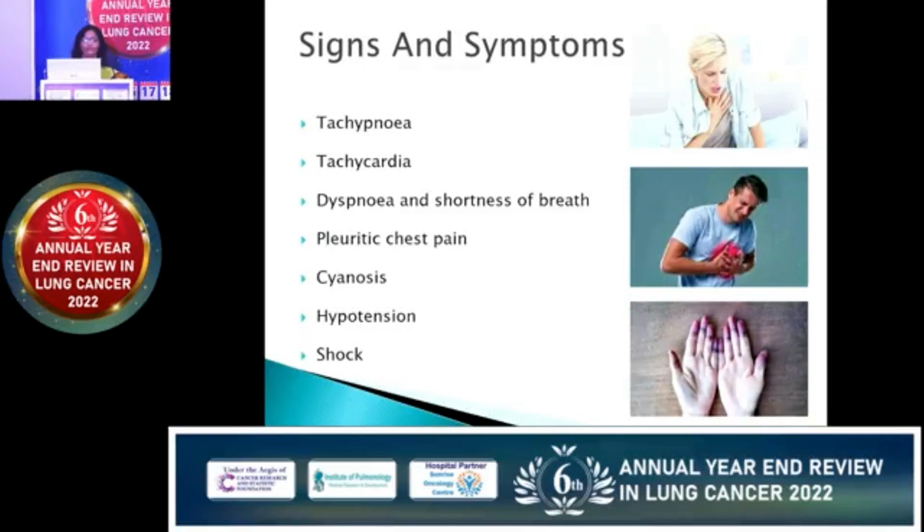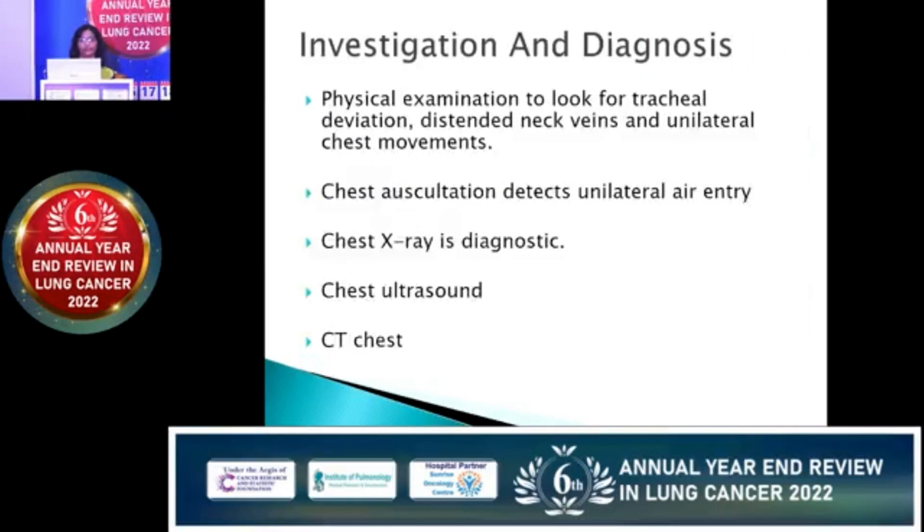The signs and symptoms: there will be tachypnea, tachycardia, dyspnea and shortness of breath. Suddenly they'll complain. There will be pleuritic chest pain. Here in the picture you can see. Then there will be peripheral cyanosis you can see in this kind of patients. Hypotension will be there and there can be shock also. We don't know, any time the patient can go into shock.